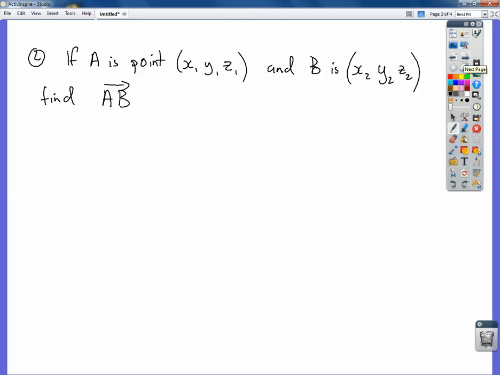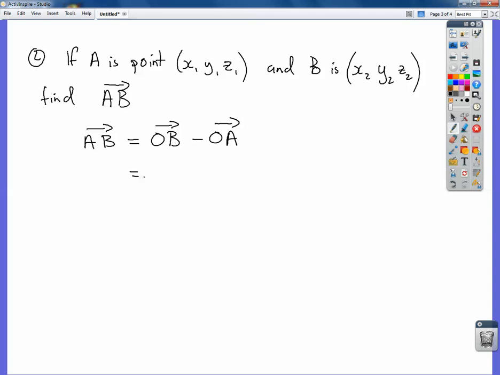Now let's have a look at another point. What if we want to find a direction vector in space that goes from one point to another point? And I've got x1, y1, z1 as my A, and x2, y2, z2 as my B point. So remember, AB is the position vector of B minus the position vector of A.